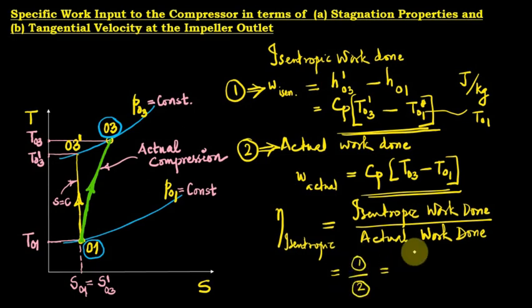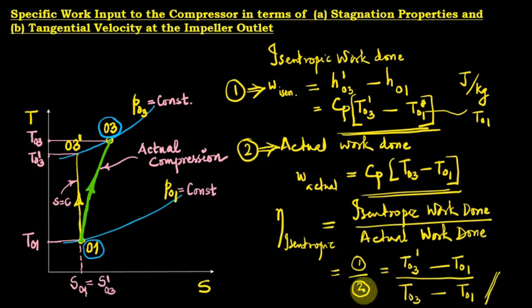Talking about isentropic work done and actual work done, what will be the relation? Cp is there in both expressions, so Cp will be cancelled. In terms of temperature alone we can write T03 dash minus T01, I repeat, it's not T01 dash, it is T01, divided by T03 minus T01. This is the expression you have to keep in mind. It's a very important relation, and we will use it for solving numericals. But remember, this is the isentropic efficiency expression in terms of stagnation temperatures.